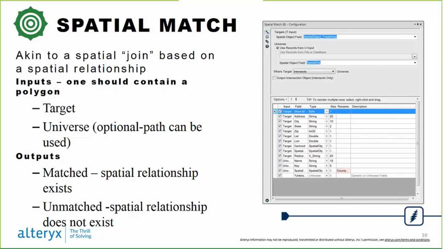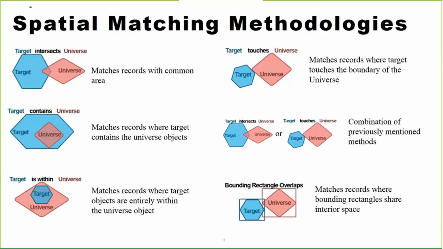We'll cover some of those interaction types on the next slide, but just like the join tool, we have multiple outputs that come off of it. We have two. We have the matched output records, so the spatial records or the records from those data sets that met that criteria of having that spatial relationship. Yes, it exists. That's the M anchor. And we also have the unmatched records, where that spatial relationship that we specified does not exist. So what are these different spatial relationships that we can use to join data together?